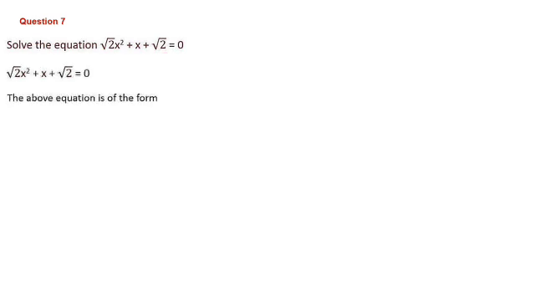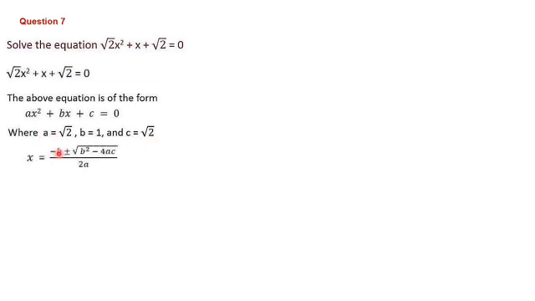To the 7th question, solve the equation root 2 x square plus x plus root 2 is equal to 0. Here, just compare it with the general form, a x square plus b x plus c is equal to 0. a is root 2, b is 1, c is root 2. Here we have written x is equal to minus b plus or minus root of b square minus 4ac by 2a. Let's substitute the values.